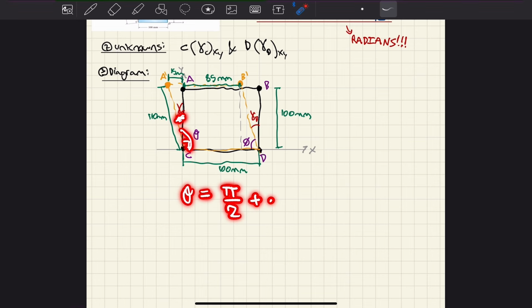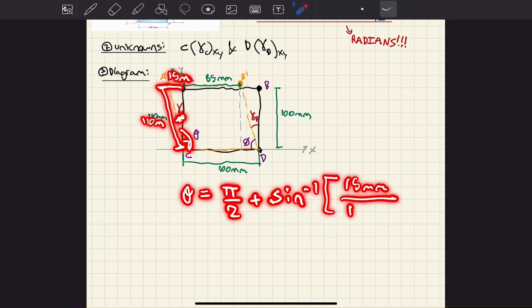This gamma angle can easily be found using the sine function. Using this triangle right here, it's opposite over hypotenuse. So it's the sine inverse of opposite over hypotenuse, 15 millimeters over 110 millimeters. And that'll give me this angle theta.